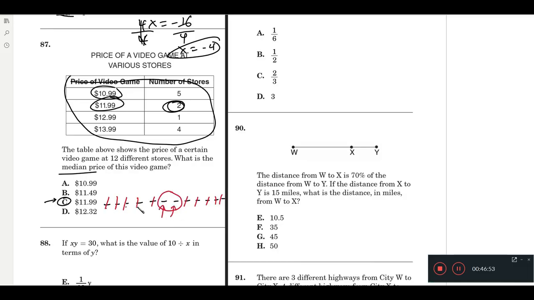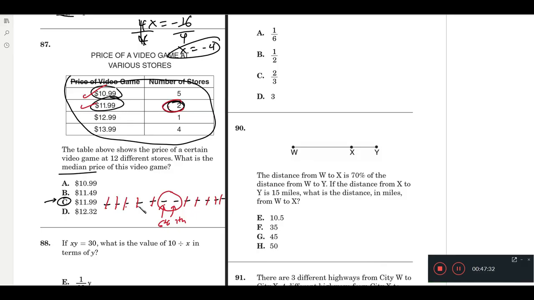Take a look at it. This is 1, 2, 3, 4, 5, sixth number, and this is the seventh number. So the sixth and seventh numbers you add and divide by 2. From the list, I have 5 10.99s and then 2 11.99s. So what will be the sixth number in this set? 11.99, because there will be 5 10.99s first. The sixth one is 11.99. The seventh one is also 11.99. Then the eighth one will be 12.99, but we only care about the sixth and seventh.